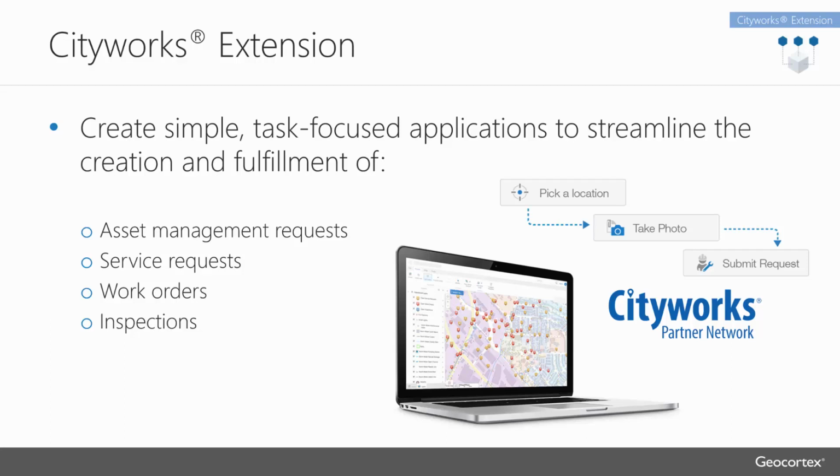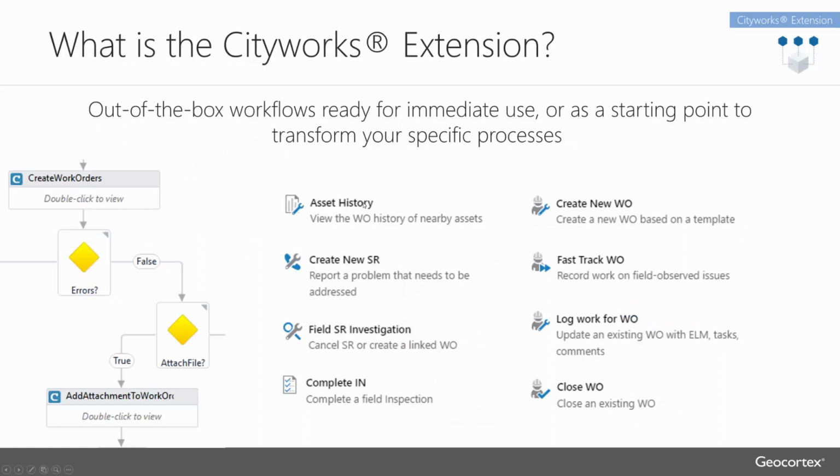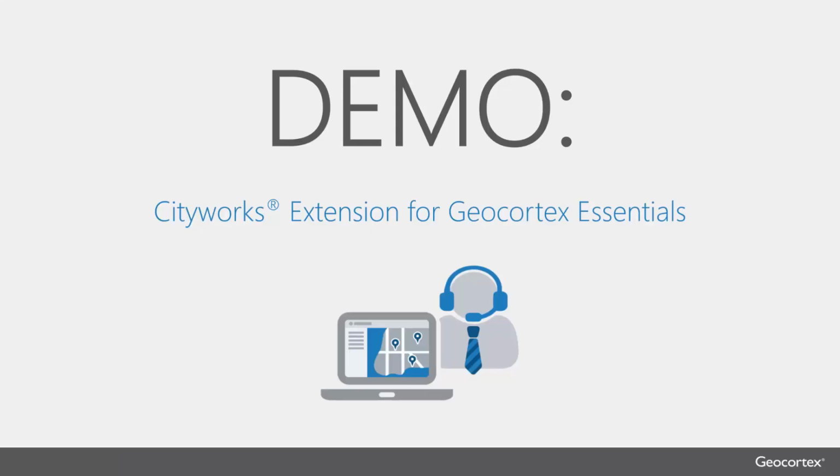It comes with predefined workflows that allow you to perform a number of different tasks. Out of the box, you're able to view your asset history, fast track work orders, and perform inspections. We also provide workflows that allow you to change this to suit your own business processes as well. So definitely get in touch with us if you are using Cityworks and this is of interest. I'll just hop into a quick little demo to show this in action.